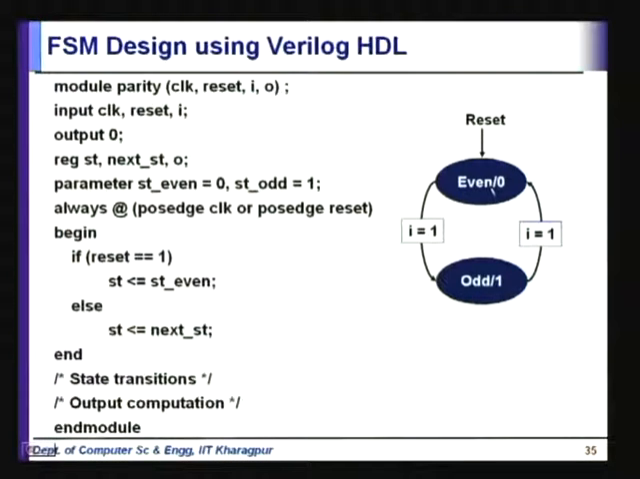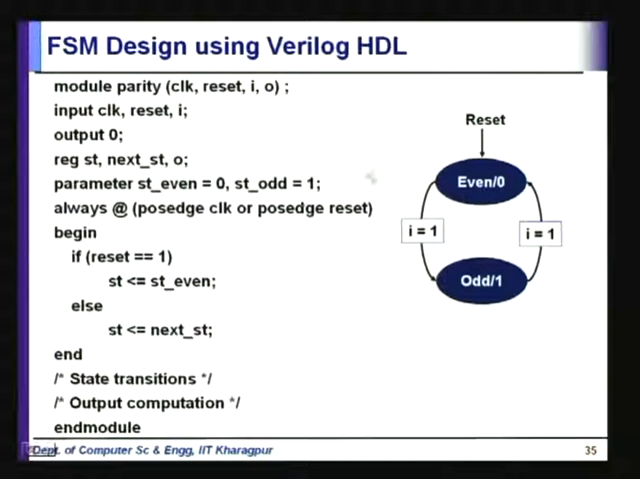So when we are in the even parity state, whenever we get I equal to 1, we go to the odd parity state, and the output is given as 1, and then when we get another one, we go back to the even parity state. In any of these states, whenever we get a 0, we just stay in that state, and reset always sends it to the even parity state.